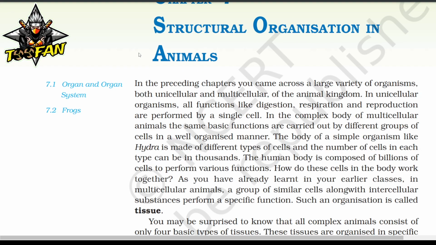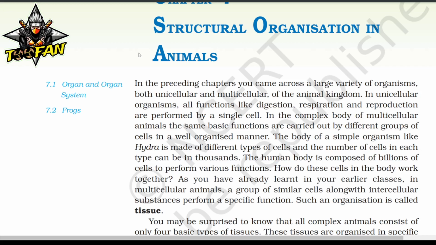In the complex body of multicellular animals, the same basic functions are carried out by different groups of cells in a well organized manner. The body of a simple organism like Hydra is made of different types of cells, and the number of cells in each type can be in thousands. The human body is composed of billions of cells to perform various functions. How do these cells in the body work together?